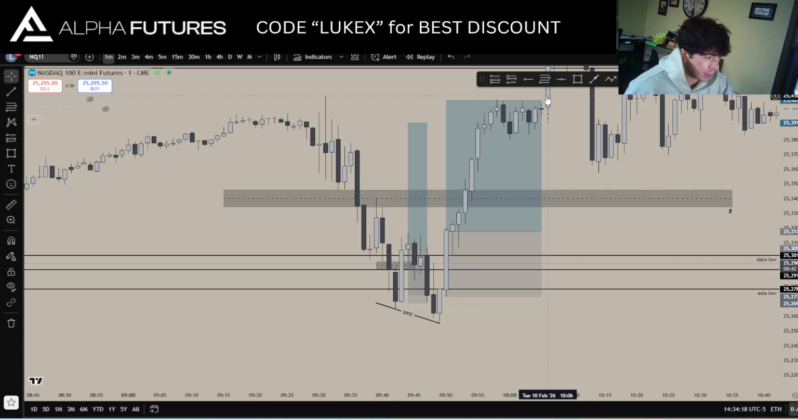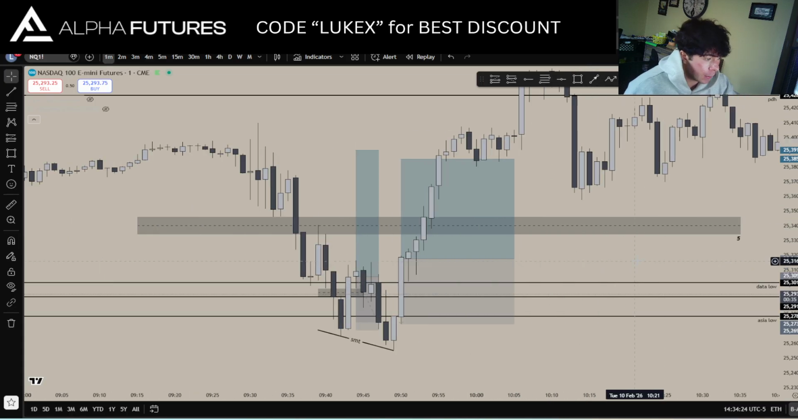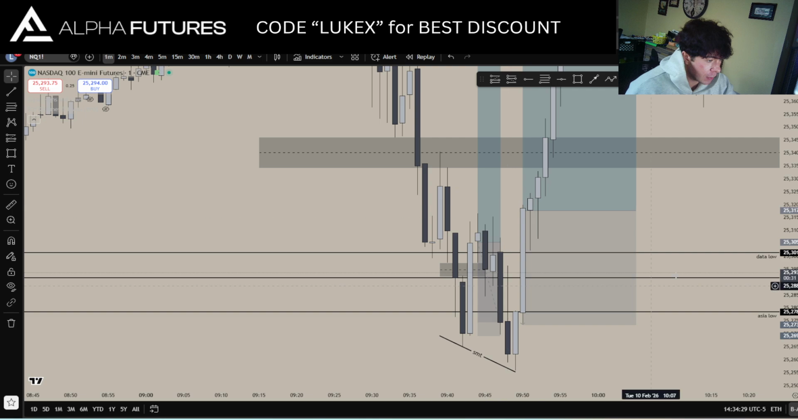This was obviously the trade that I ended up taking today. I didn't catch this many points. I got out somewhere around here. And this was the trade that I faded, and it would have been a loss. I'm going to explain why.